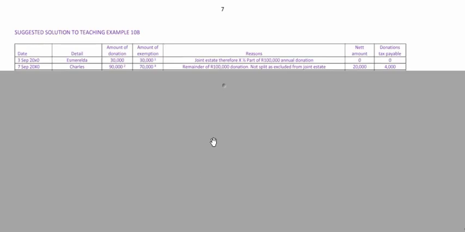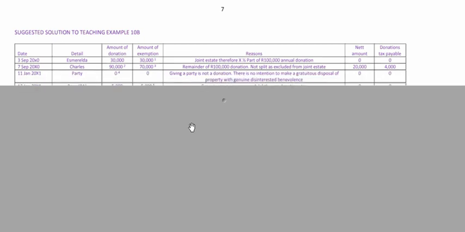You still need to write something down. It's very, very important because you've got to show the examiner that you understand. So you can say there's a party there. You're going to say giving a party is not a donation. There's no intention to make a gratuitous disposal of property with genuine disinterested benevolence. Okay? Because there's no donation, there's going to be no donations tax that is going to be payable.